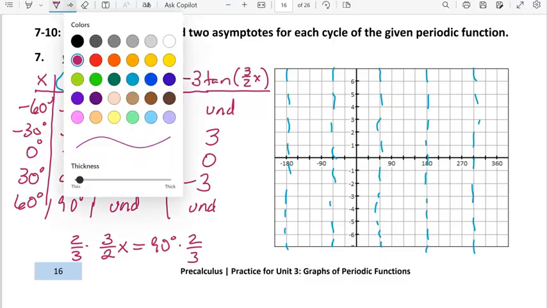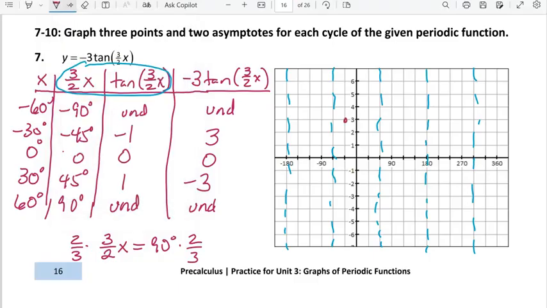At -30 degrees, the y value is +3. At 0 degrees, the y value is 0. At 30 degrees, the y value is -3, and then just sketch in the shape of the tangent function. And then we'll do that for the remaining cycles to fill out the remainder of the grid.